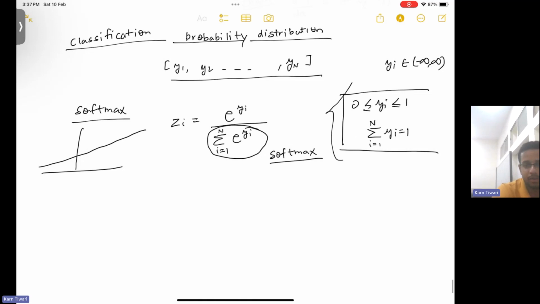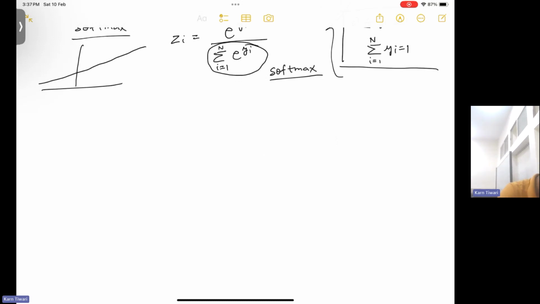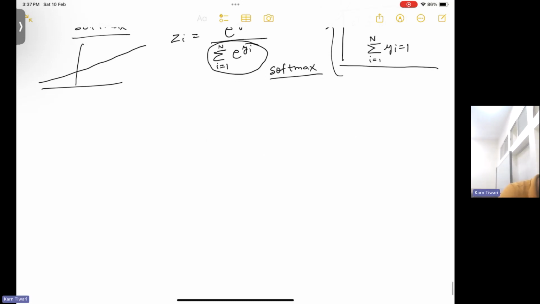So this is not the only class of function which you can construct. We can have a lot of different functions as well, as long as you are satisfying these two properties. Okay. And whenever we have two distribution vectors, that is y and y cap, which belong to Rn, where n is my number of classes.